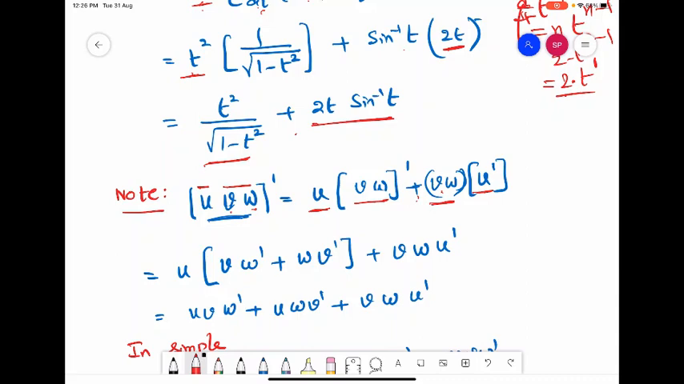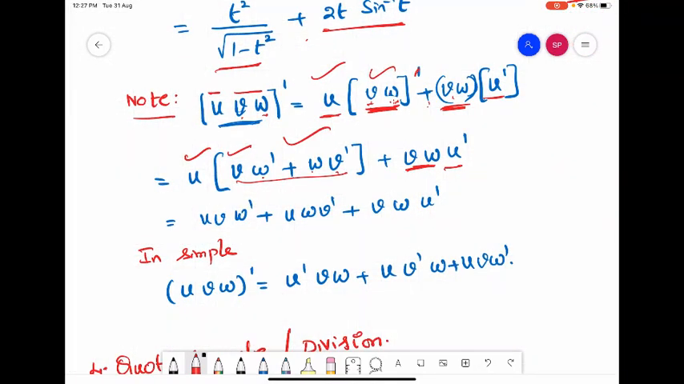And now expand it, u into the derivative of vw, where inside you again have two terms. So for that apply the product rule again, that is the first term v into the derivative of w, plus w into v dash. So for this vw, because you have to apply differentiation, you are doing the product rule again, plus vw as a normal term into the derivative of u, which is u dash. If you expand this, you will get u v w dash plus u w v dash plus v w u dash.